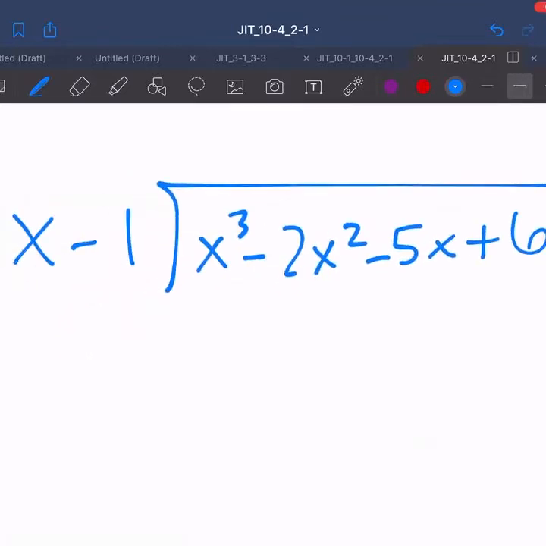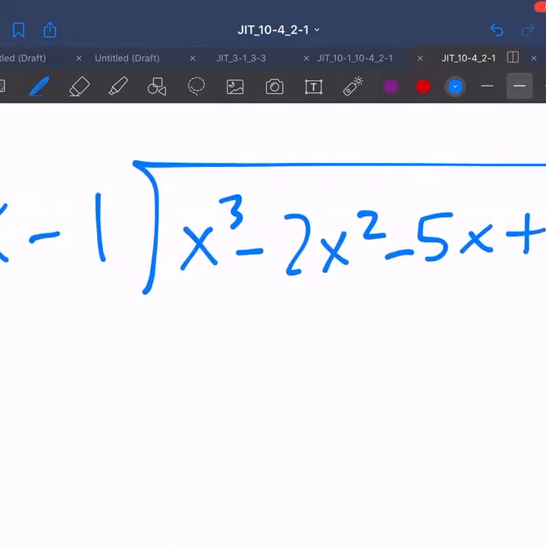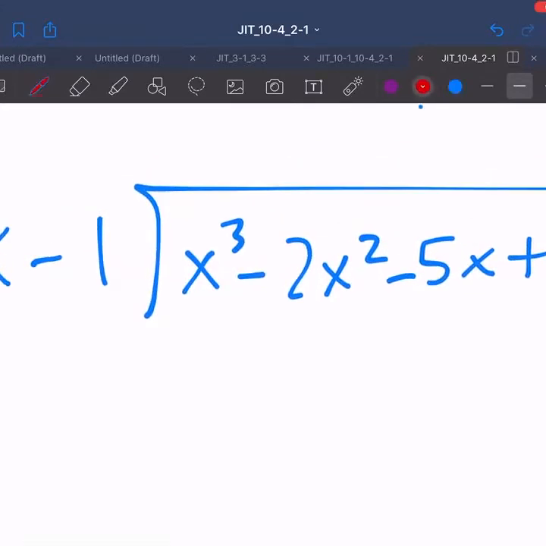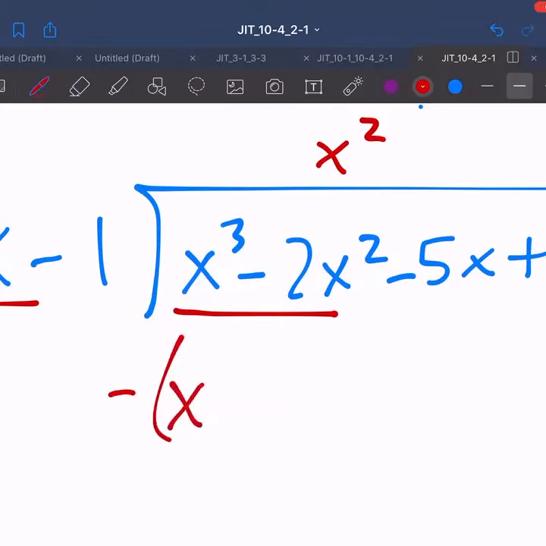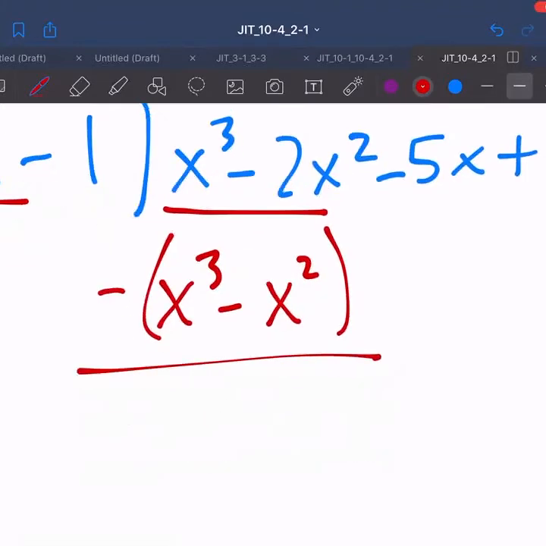All right, so when you're doing polynomial long division, you're going to want to look at the x value primarily. Okay, so we can see that x minus 1 goes into these first two terms x squared times. So I'll do x squared times x minus 1, which gives me x cubed minus x squared. Okay, and I subtract that from x cubed minus 2x squared, which gives me a negative x squared.